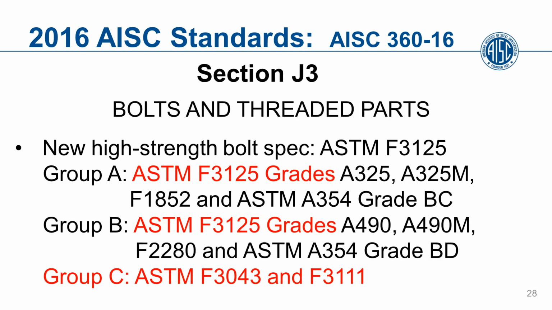We talked previously about the new high-strength bolt specs, ASTM F3125, and the different grades. So the standard is F3125 grade A325 for Group A bolts, or grade F1852. For Group B bolts, it's ASTM F3125 grade A490 or grade F2280. For Group C bolts, they include the ASTM F3043s and the F3111s, the 200 KSI bolts.